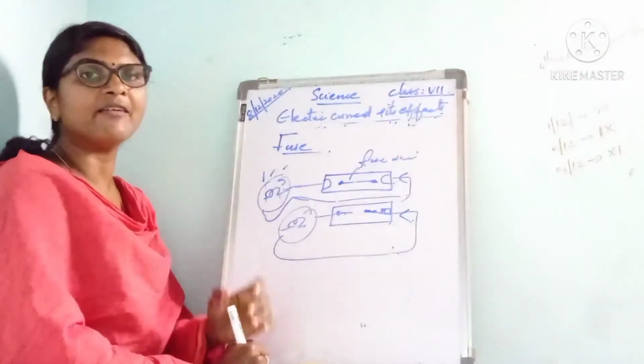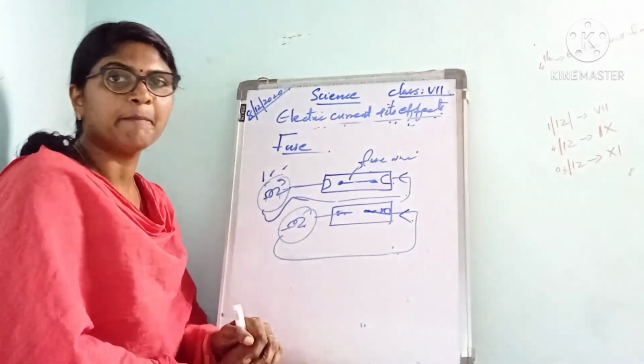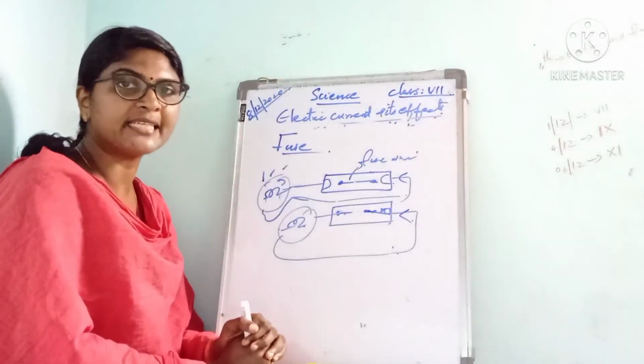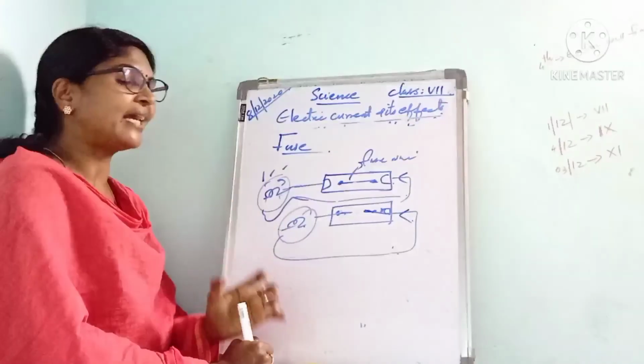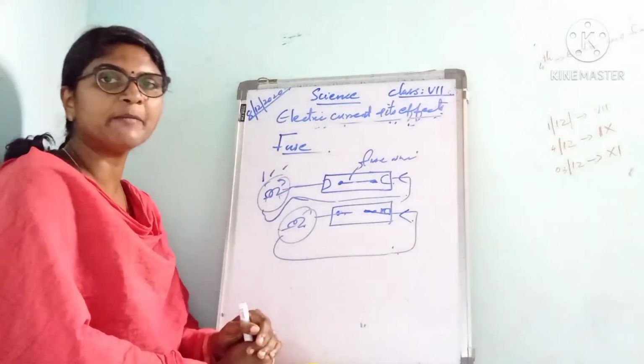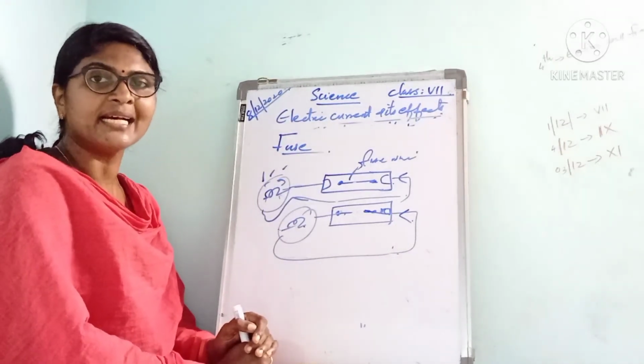Next we have learned about the electric bulb, the working of the electric bulb. What are the important parts? A partial vacuum, argon gas and a tungsten filament. You know the important properties of the tungsten filament? It has a high melting point and high resistance.